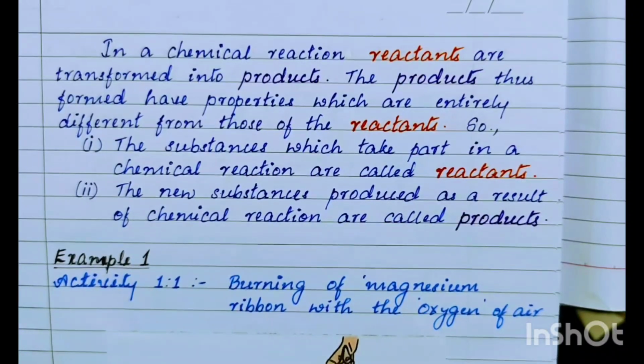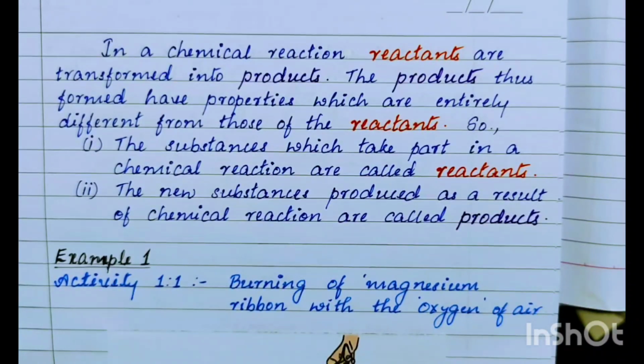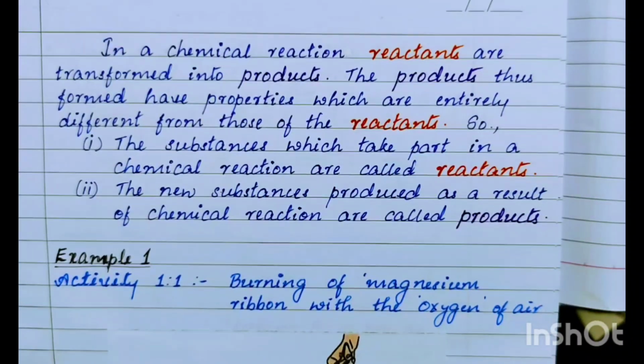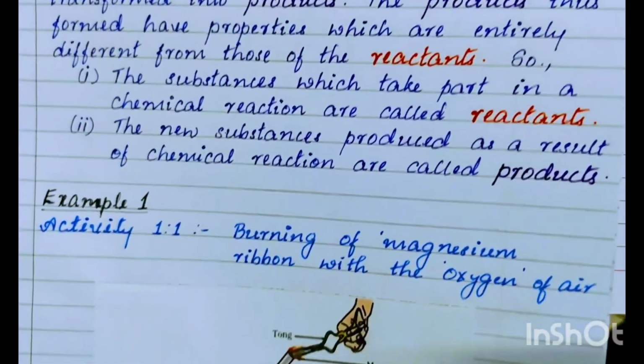So, in a chemical reaction, there are reactants. These reactants react together to form products. These products have entirely different properties from the reactants. Now let us understand chemical reactions with the help of a few examples. Now let us study the first example.